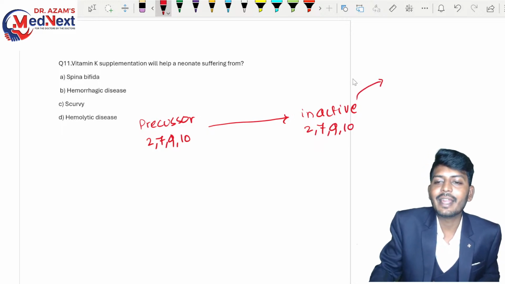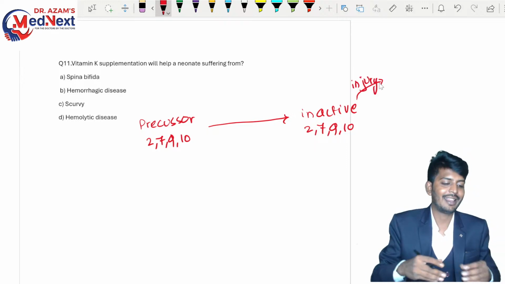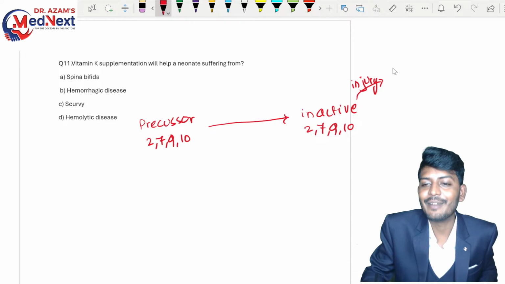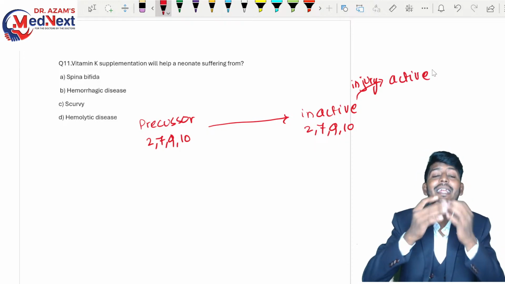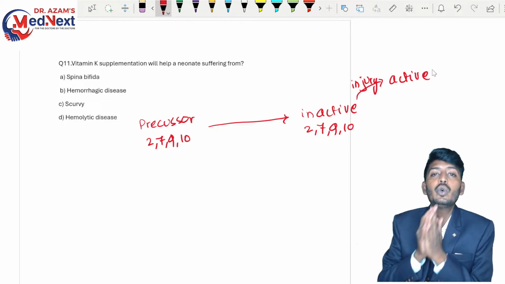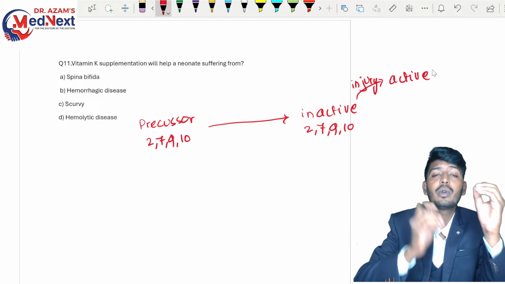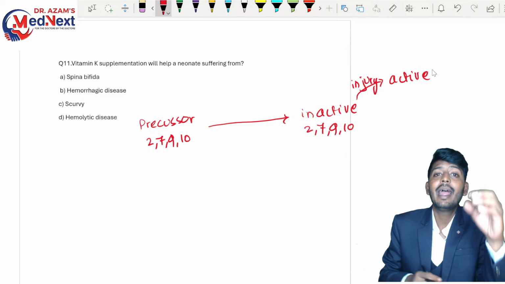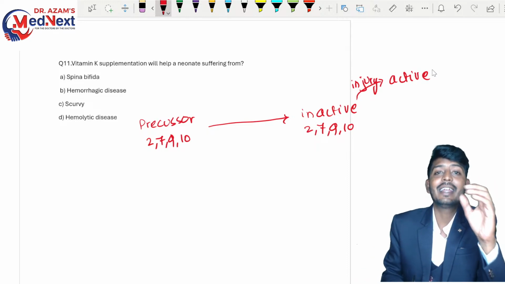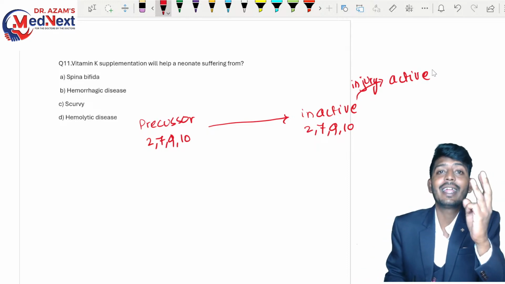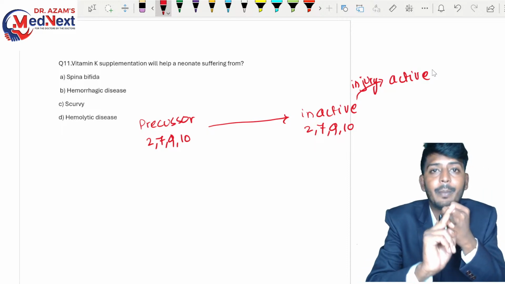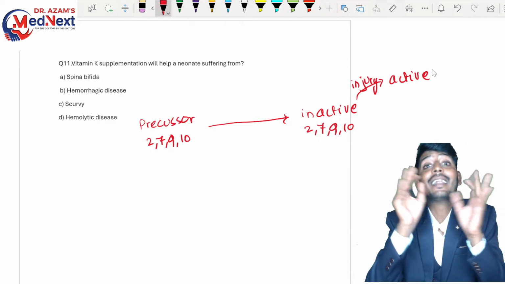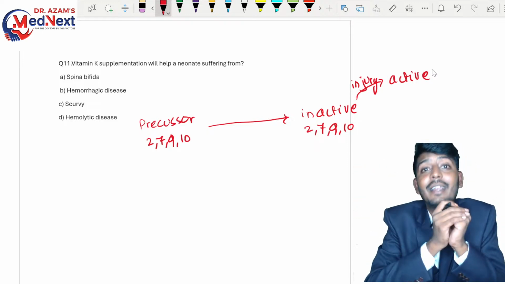For example, if there is an injury, अगर injury हो जाता है, now my dear students, they will become active. ओके तो क्या होता है? To prevent the bleeding. मतलब फैक्टर नंबर 2, 7, 9, 10 ये बहुत महत्वपूर्ण नंबर है. This is a very, very important number. 2, 7, 9, 10, 3, 7, 9, 10 ये दोनों बहुत इंपॉर्टेंट है. 2, 7, 9, 10 is because of vitamin K dependent factors and 3, 7, 9, 10 are parasympathetic neurons.